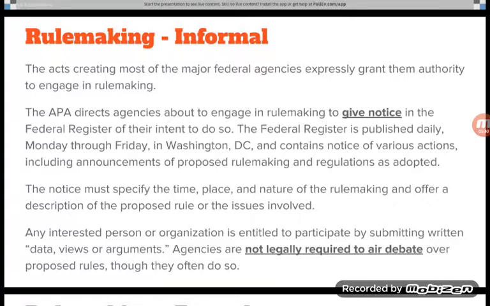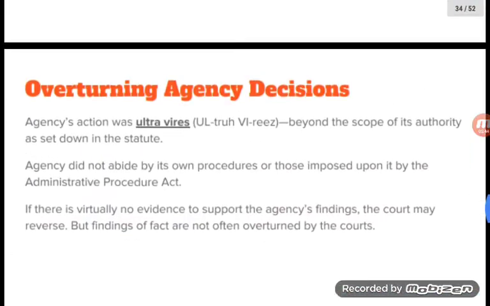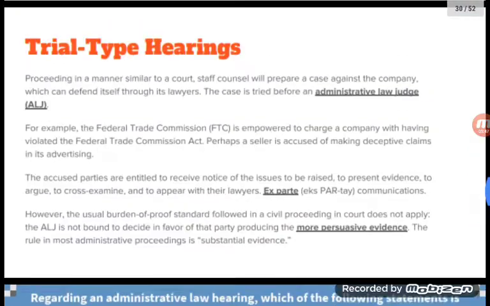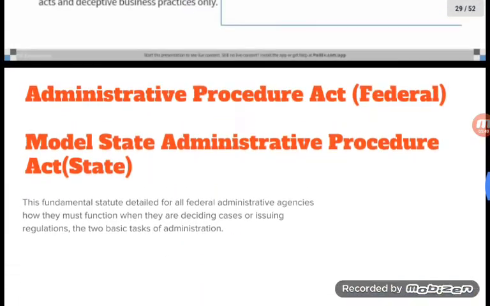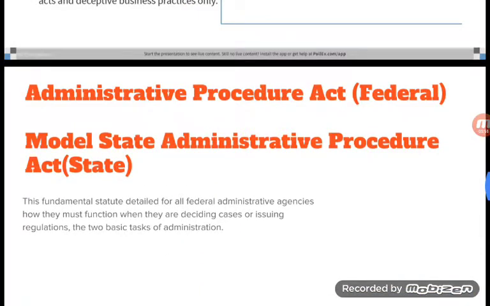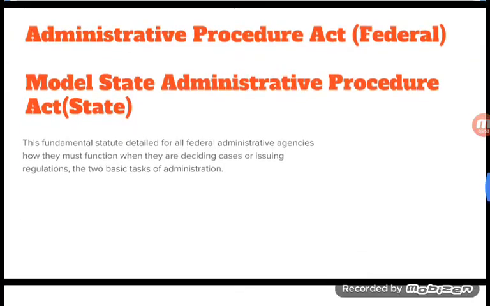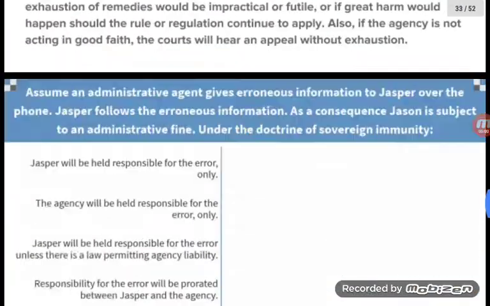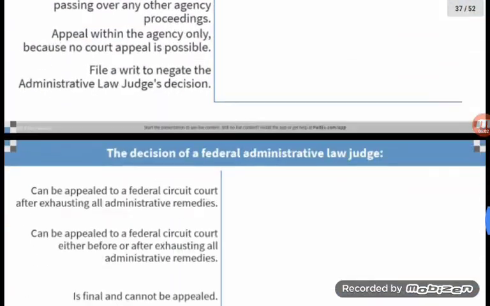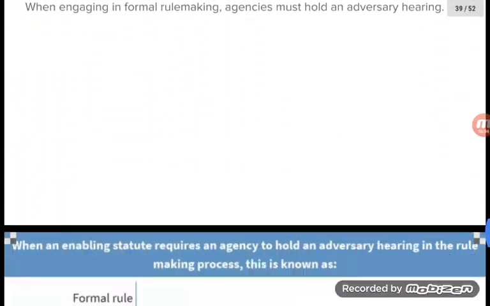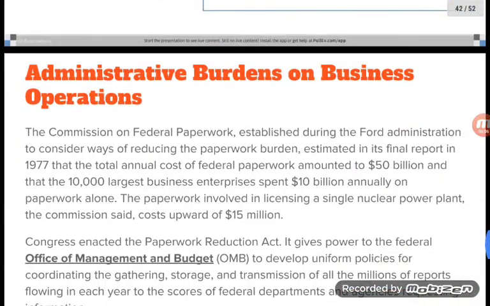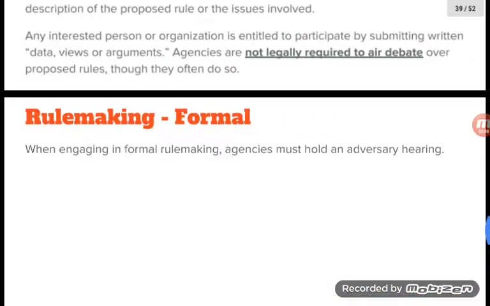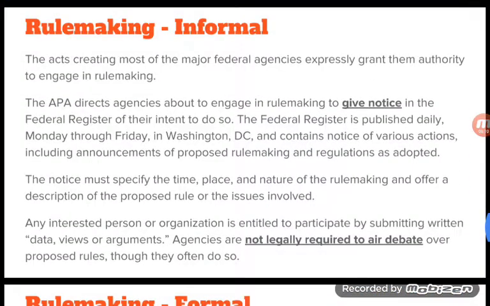The APA, which is that administrative law. Let me see the APA. Here, let's just jump right back up here. Sorry about that. The APA is the Administrative Procedure Act, the fundamental statute for detailing how the agencies must function, and their two basic functions, which are going to be, of course, promulgating rules or laws. All right, rulemaking, informal.